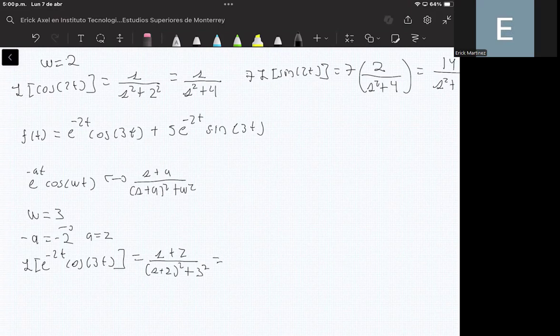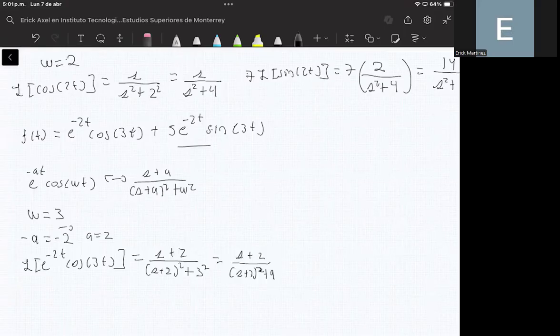And this is equal to s plus 2 divided by s plus 2 squared plus 9. Okay? So this is the way in which you can compute the Laplace transform of this type of function.